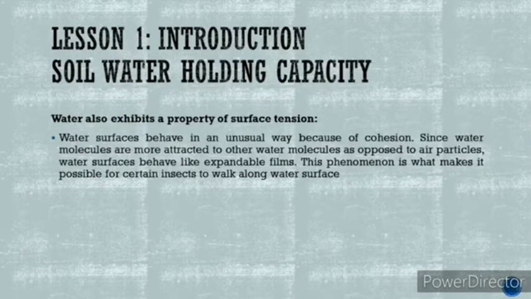Water also exhibits a property of surface tension. Water surfaces behave in an unusual way because of cohesion. Since water molecules are more attracted to other water molecules as opposed to air particles, water surfaces behave like expandable films. This phenomenon is what makes it possible for certain insects to walk along water surfaces.